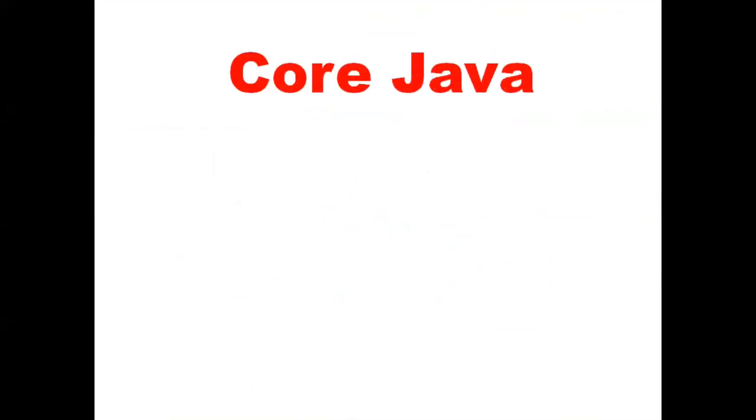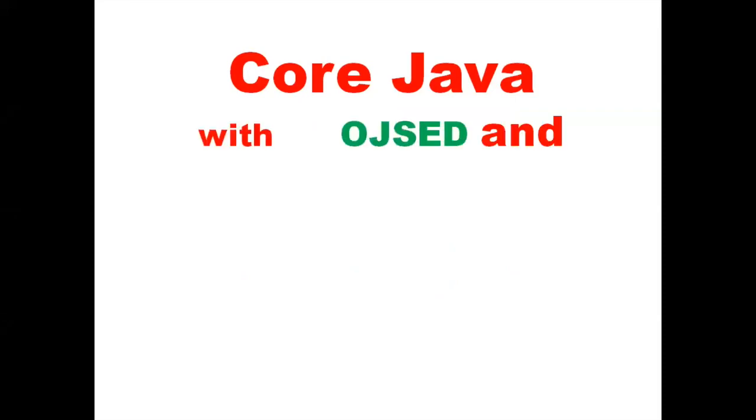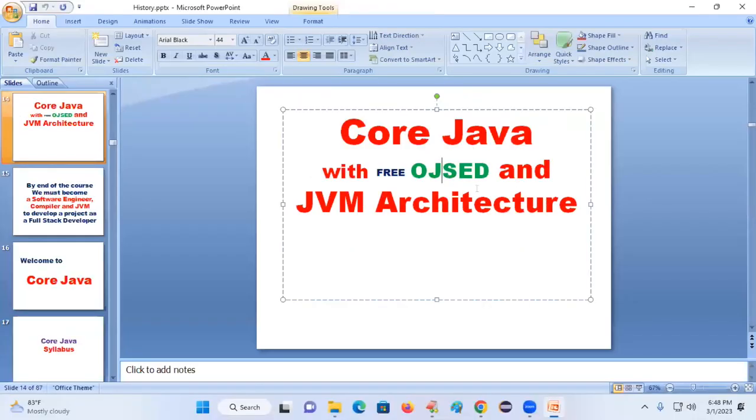Core Java. Java has totally how many parts? 5 to 6 parts: Core Java, Advanced Java, frameworks, web services, tools, design patterns. In that, how much Java am I teaching you in this session? Core Java. If you learn only Core Java, it's not sufficient. You must also learn what? OCJD.